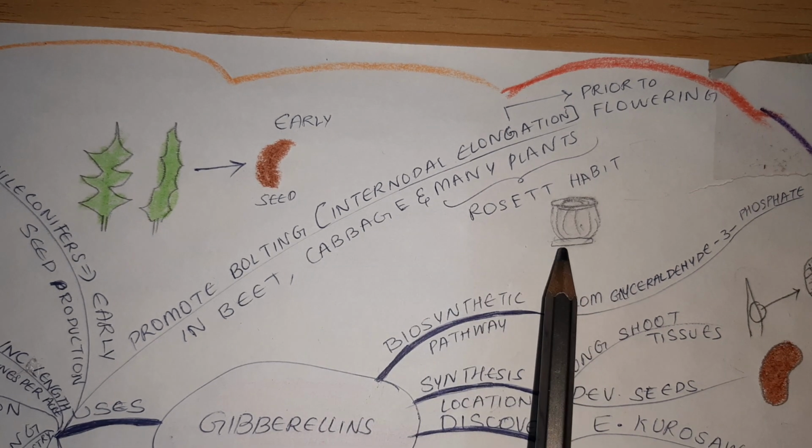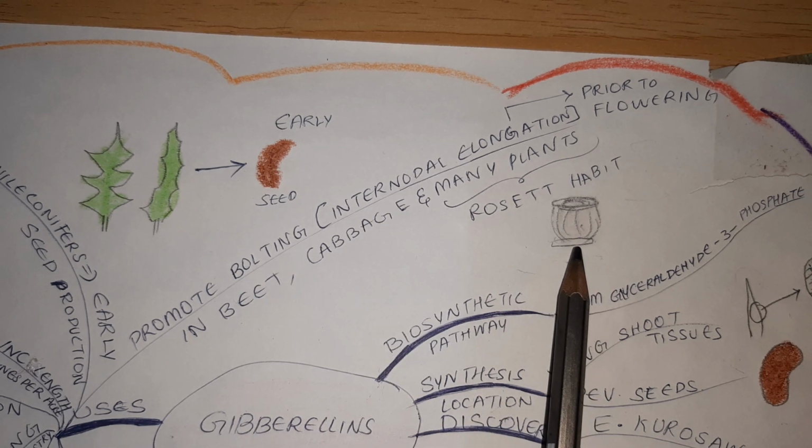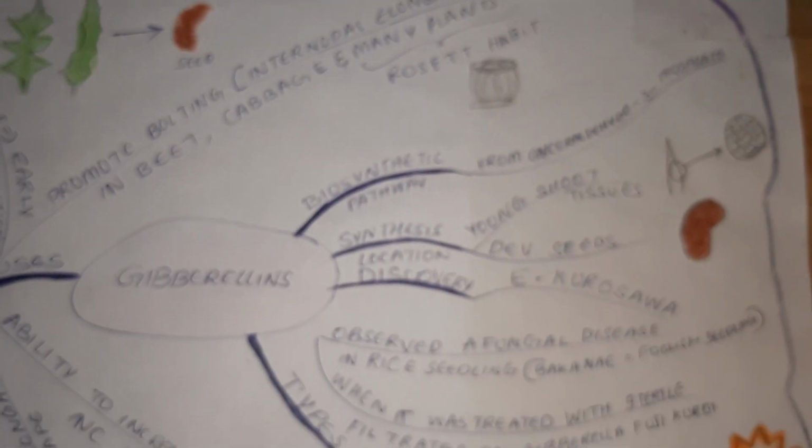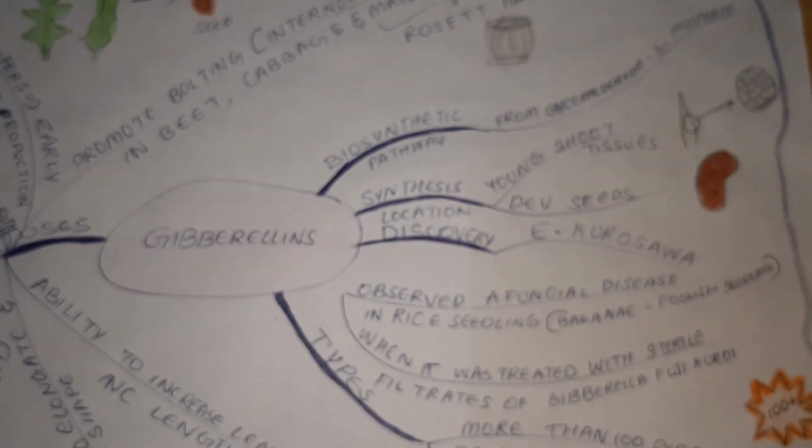We can say that these plants are rosette habit. They are like onions, cabbages. So they have a very short and discoid stem. This is promoted by gibberellins. This was a summary about gibberellins.